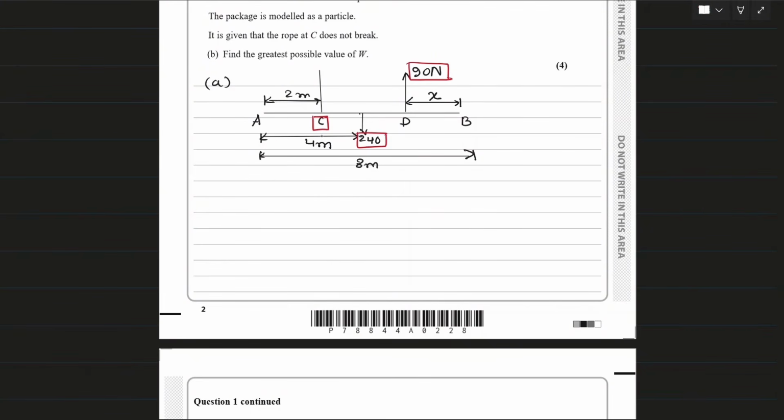We are taking moments about our point C. So we know that the beam is in equilibrium. As the beam is in equilibrium, when we are taking moments about point C, the clockwise moment about C is equal to the anti-clockwise moment about our point C. So we write: as the beam is in equilibrium, we are taking moments about point C, and the anti-clockwise moment would be equal to the clockwise moment.